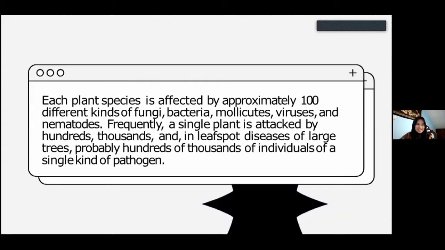Each plant species is affected by approximately 100 different kinds of fungi, bacteria, mollicutes, viruses, and nematodes. Frequently, a single plant is attacked by 100,000, and in leaf spot disease of large trees, probably hundreds of thousands of individuals of a single kind of pathogen.